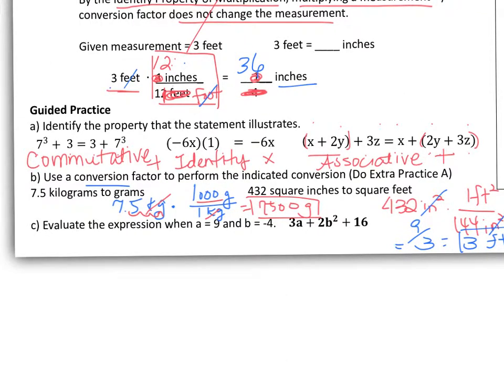Part C, evaluate the expression when A equals 9 and B equals negative 4. So this is just extra practice. 3 times A, A is 9, plus 2 times B, B is negative 4, squared, plus 16. So here we have 27 plus 32 plus 16, and that would give you 75.